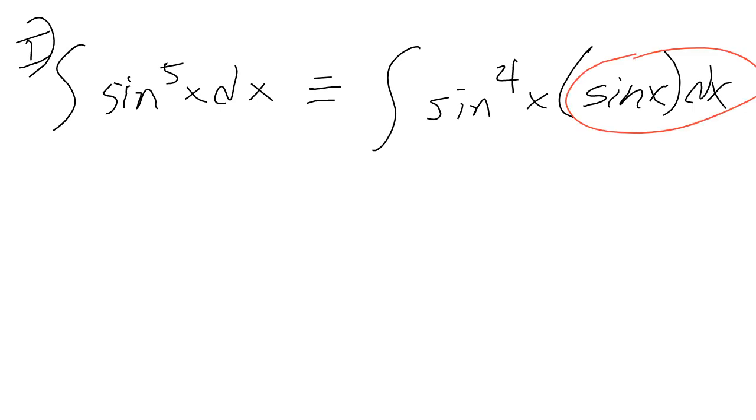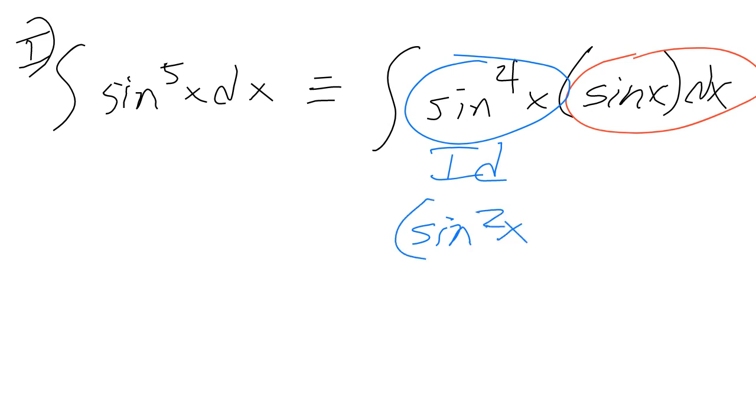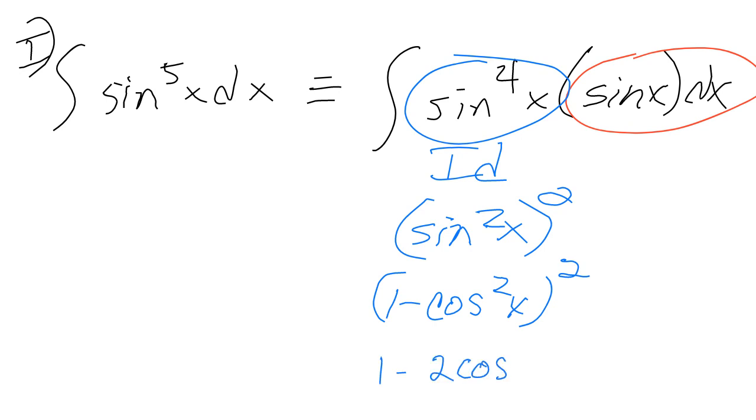And then what I want to use is the identity on the other part. And the identity, this is sine squared x quantity squared, right? And so what I could do is rewrite that as 1 minus cosine squared x quantity squared, right? And then if I multiply that out, FOIL that out, it's 1 minus 2 cosine squared x plus cosine to the fourth x.